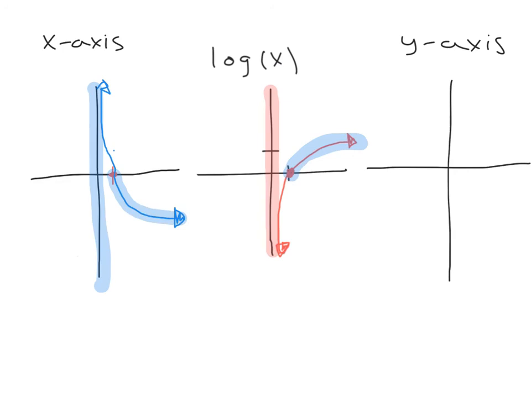Now, where is the negative that causes that to happen? Remember, it's on the outside. So if you had a negative log x, that negative in front of the log causes this type of transformation. Now for the y-axis, of course, the negative is on the inside.